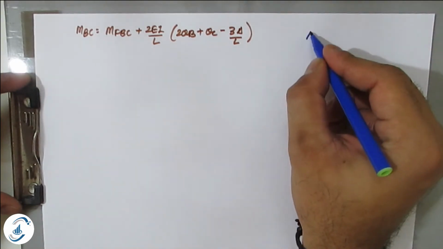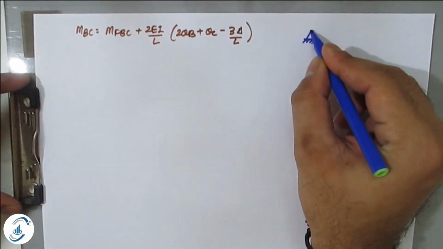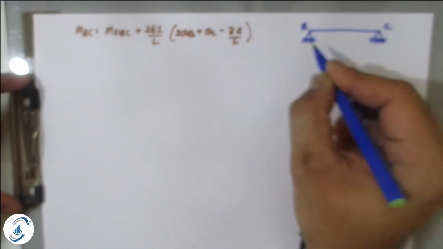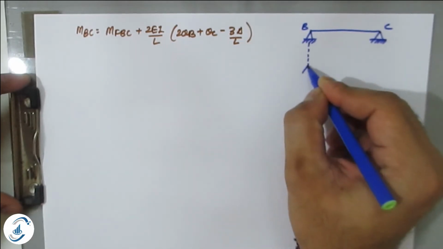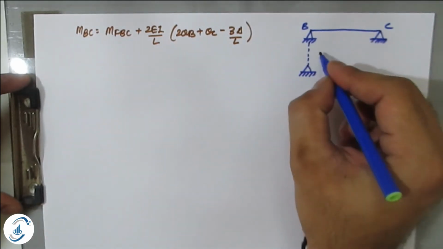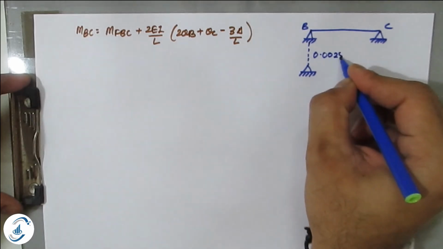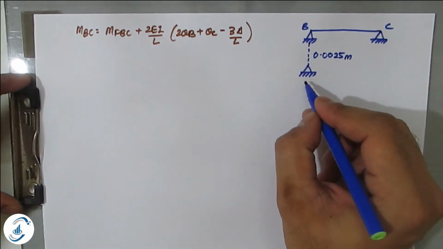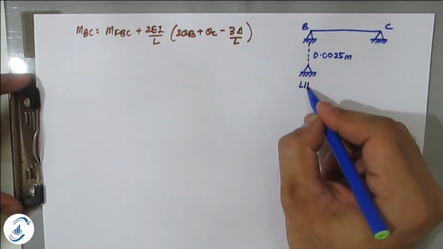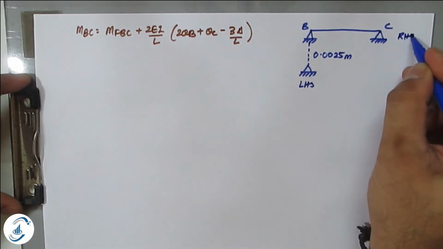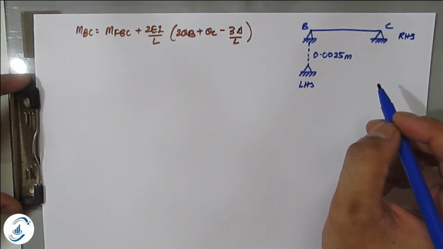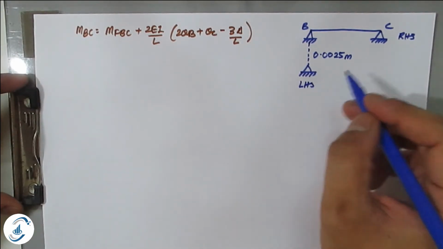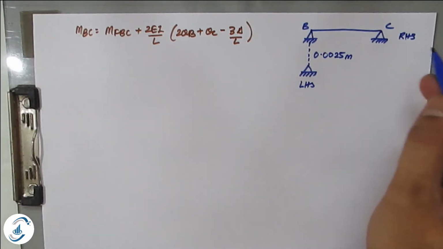Now support B is this for the span BC, and this is support C, and support B, as we know, is sinking by 2.5 mm. Okay, so that is 0.0025 meter. So this time this becomes LHS and this is RHS. Now as per sign convention, the delta is negative when the left hand side support goes down compared to the right hand side support.